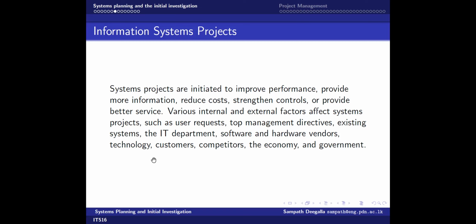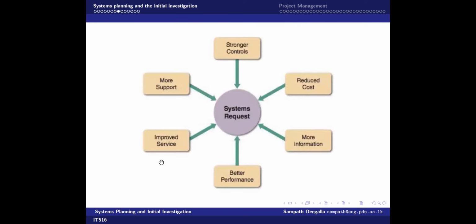And then technology, customers, as well as competitors, and definitely the economy and the government. You see, now you are realizing that it's not really a particular organization. If something happens to the economy, if something happens to the government, definitely it will affect us as well, right? So in this one, you can see when it comes to system request, there is reasoning for this, and these are some of the things that we have already discussed, why the system request comes in, right? Now let's look at the feasibility study.